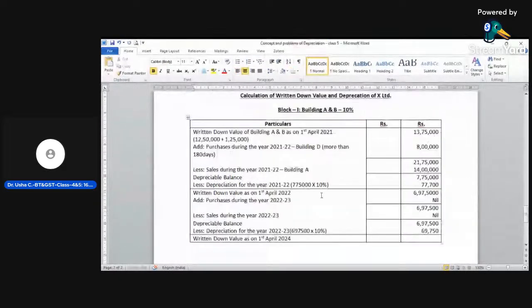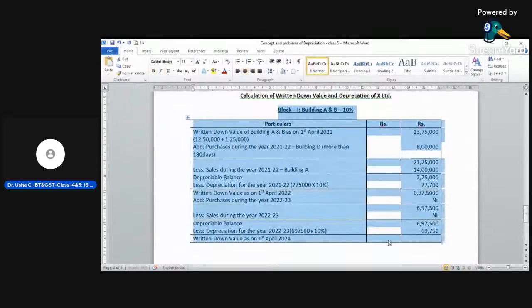Correct. So we have calculated depreciation as well as written down value for block 1, and for this block 1, the depreciation which has been calculated will be charged to the profit and loss account. The same asset, the amount of depreciation is allowable and it is charged to the profit and loss account. Okay. Next, let us move into the next block.